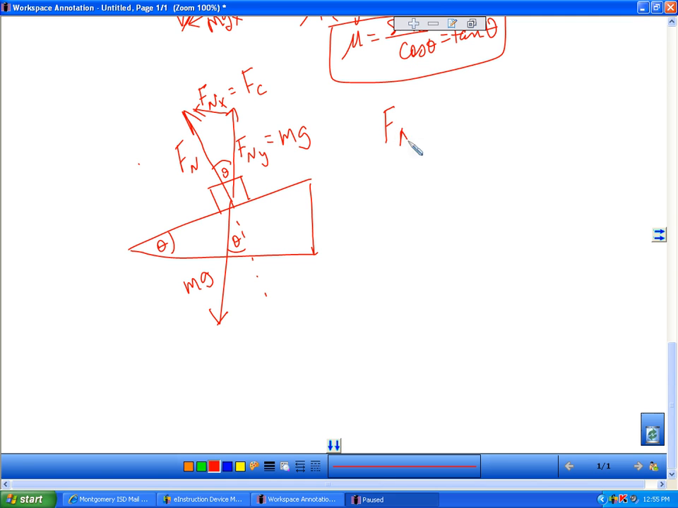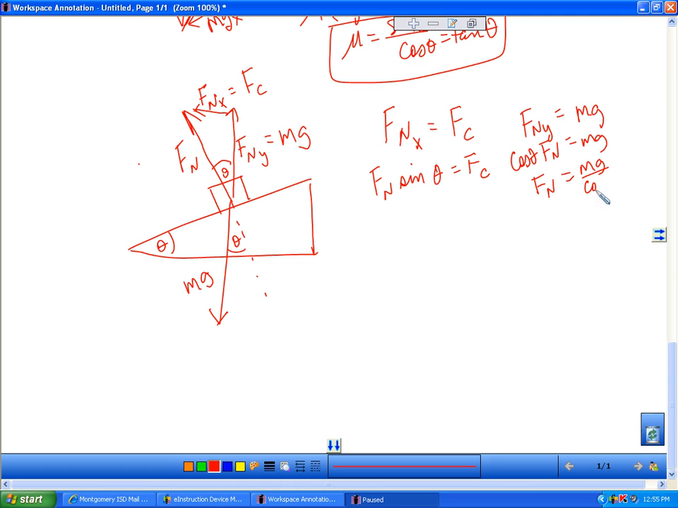Okay, so the force normal in the x direction is pointing toward the center of the circle, so it's going to supply the centripetal force. So the force normal in the x direction is going to be the force normal times the sine of theta, and that's going to be my centripetal force. Now, I need an expression for my force normal. Well, I know that force normal in the y direction is the same thing as mg. If you look at that diagram, this vector and that vector are exactly equal but opposite directions. So the cosine of theta times the force normal is equal to mg, or the force normal is the same thing as mg over cosine theta.